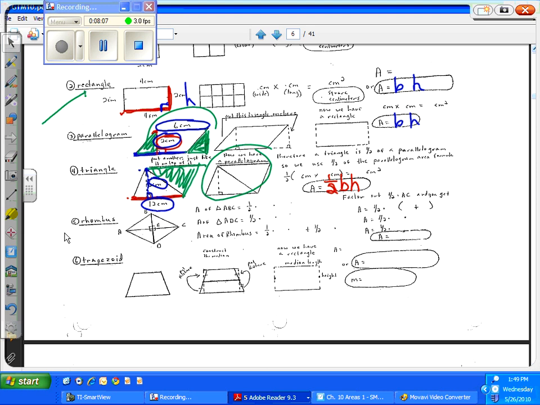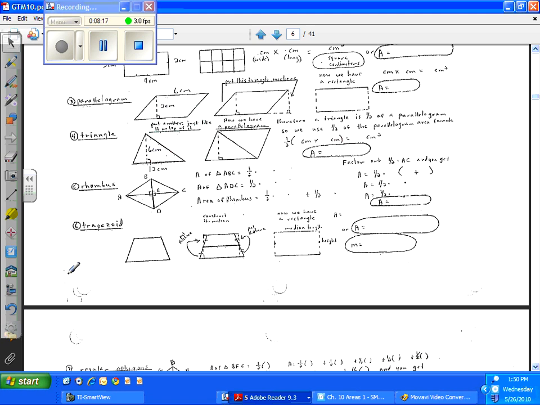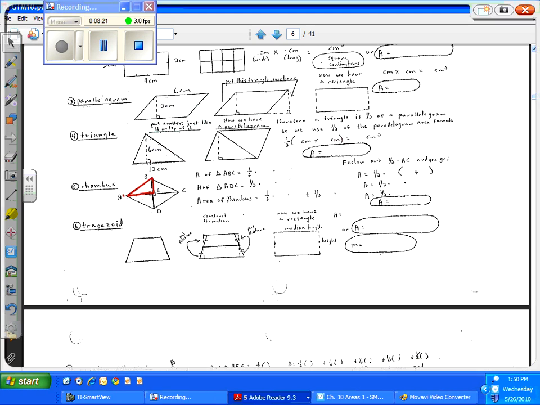Now, on the rhombus, we have 4 little triangles that are all congruent to one another because of the properties of a rhombus. We also know that the diagonals are perpendicular and bisect each other. So this little piece is equal to this little piece. This little piece is equal to this little piece.